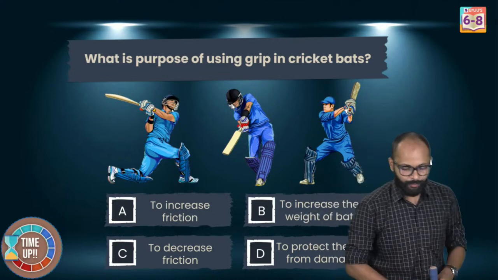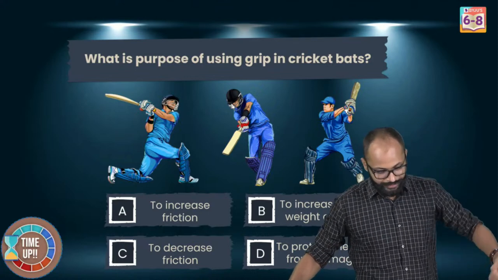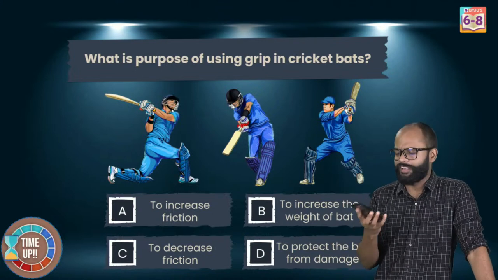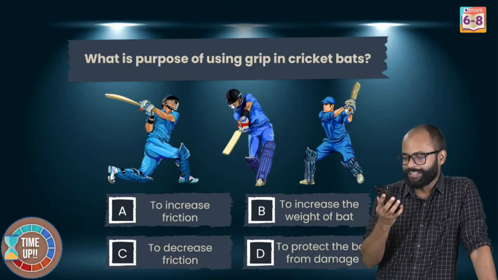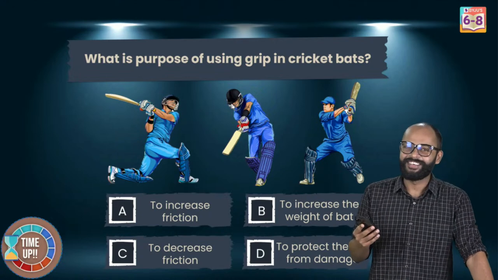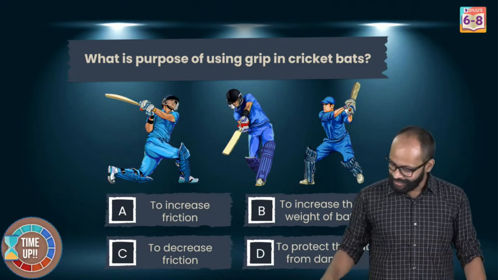To protect the bat from damage. This is option D. Kya bolte ho? To increase friction, to increase the weight of the bat, to decrease friction, to protect the bat from damage. I'll give you 5 more seconds. 5, 4, 3, 2, 1. Saans mana. Bahut chot lagegi. Yes, come on. Let's end the poll.